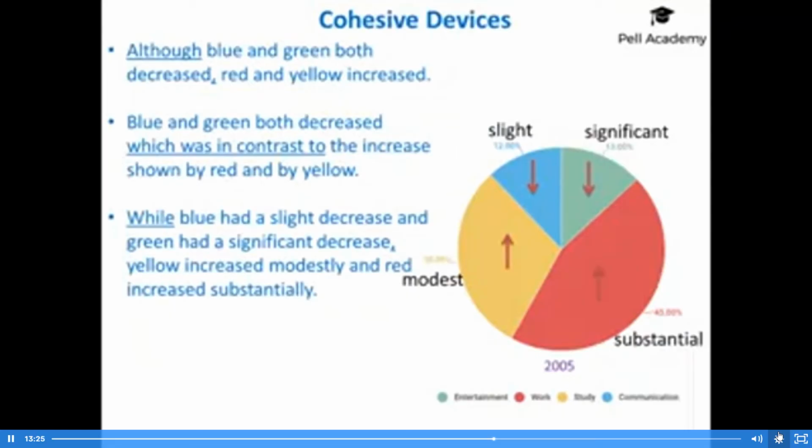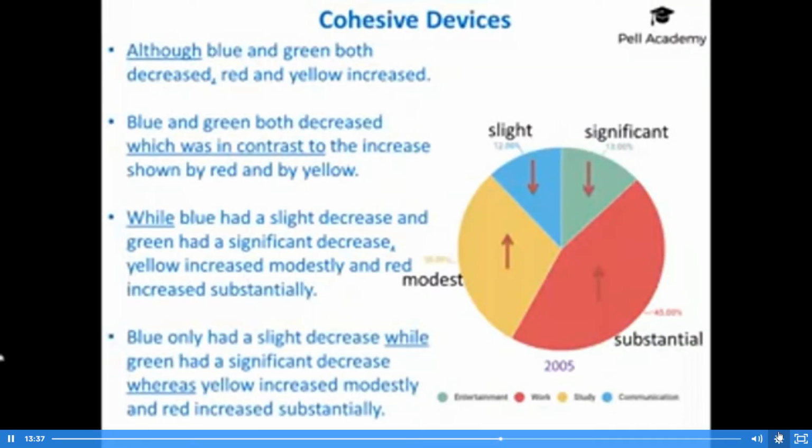And that's just another cohesive device. So while here and your comma here. So that would be another way to put both key features together. And the last one, blue only had a slight decrease, while green had a significant decrease, whereas yellow increased modestly and red increased substantially. Now, I think numbers 3 and 4 would be just as strong, in that you've given the adjectives and the adverbs to make it more clear to the reader.